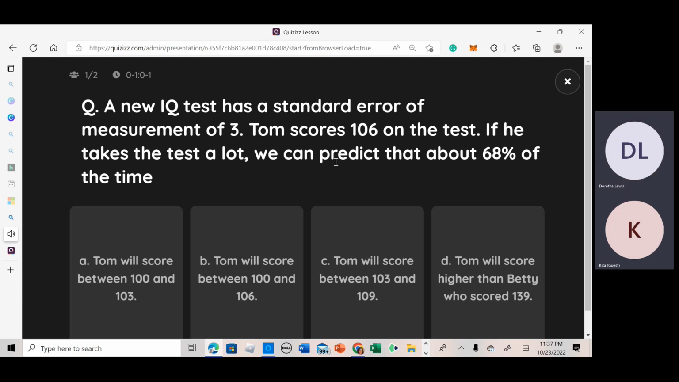A new IQ test has a standard error of measurement of 3. Tom scores 106 on a test. If he takes the test a lot, we can predict about 68% of the time Tom will score between 103 and 109.